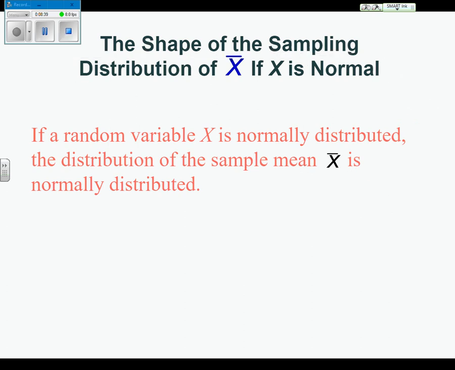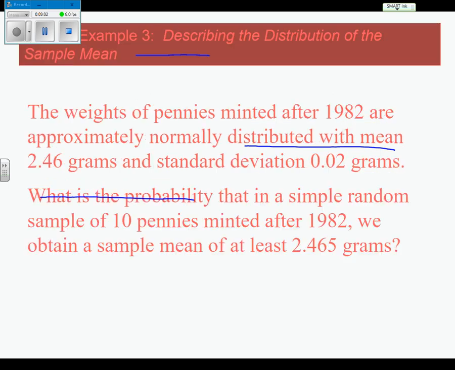As far as the shape goes, remember, we're interested in the shape, center, and spread. The shape of it, like I said, if the population is normally distributed, then the distribution of X bar is also going to be normally distributed. Guys, you're not going to really have anything that's left skewed or right skewed yet in an introductory level statistics class. So we're just going to simply say normally distributed on all of these. So let's go back to the pennies.